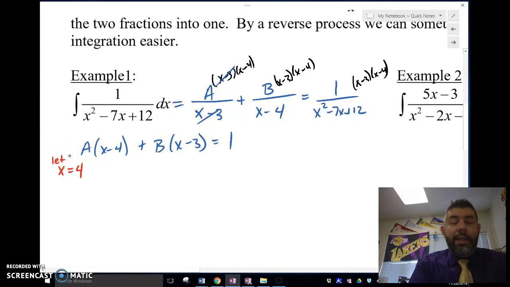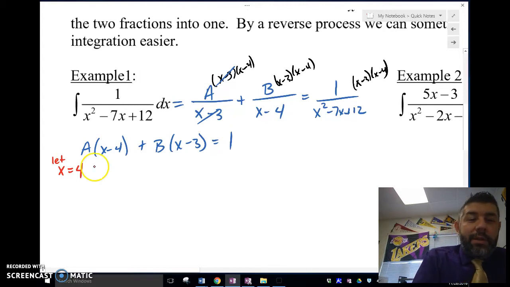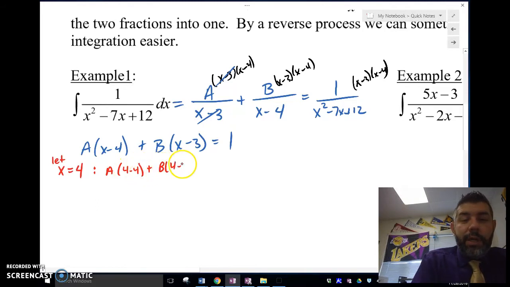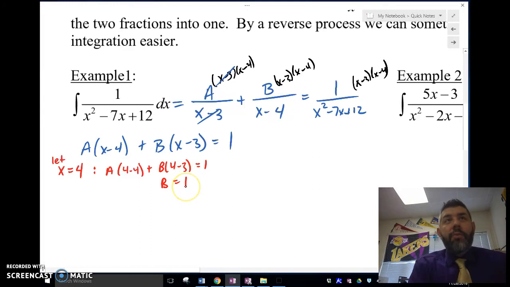All right, let's just suppose x was 4. Because if it was, then I would have a times 4 minus 4 plus b times 4 minus 3 equals 1. I would have a times 0, which is just 0. And I would have b equal to 1.